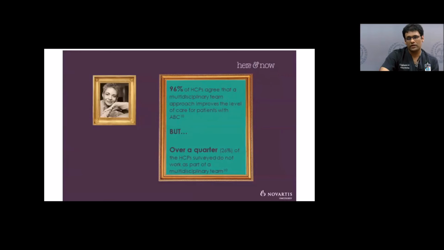So we need to work as part of a multidisciplinary team with the palliative care team, with the radiation oncologist, all together to achieve that outcome that we want, which is improving quality of life and improving survival.